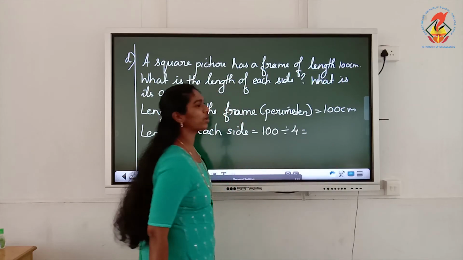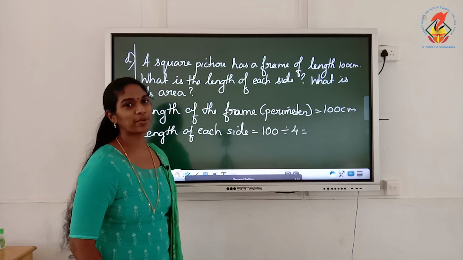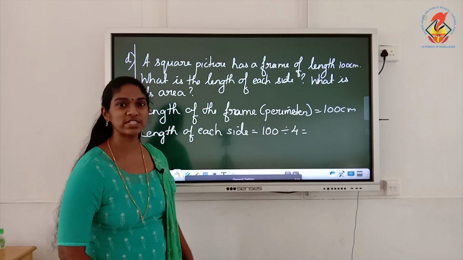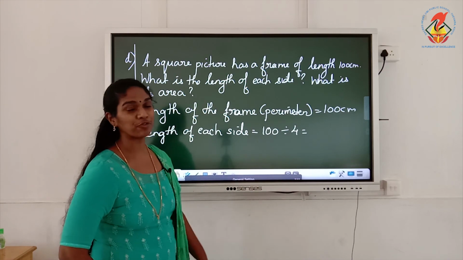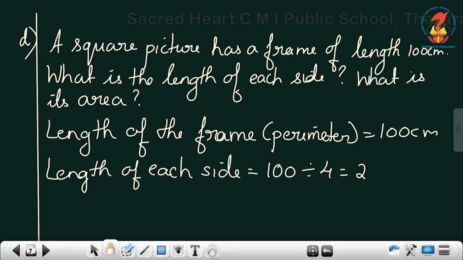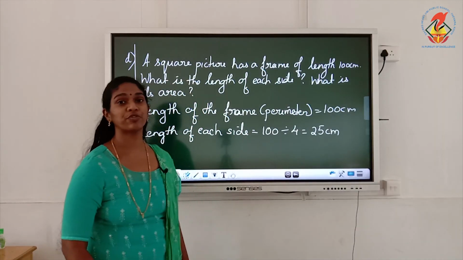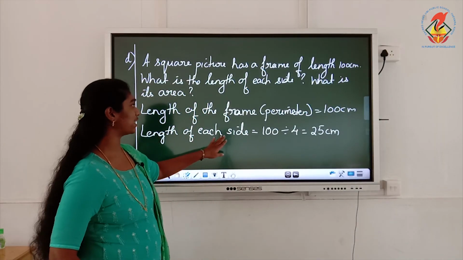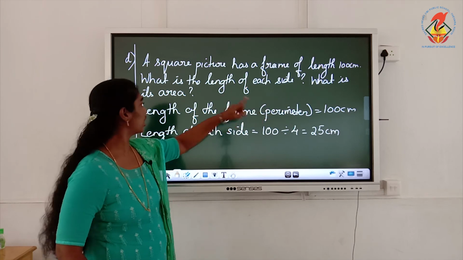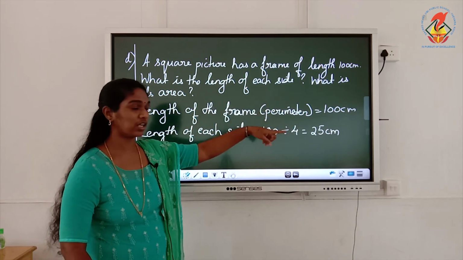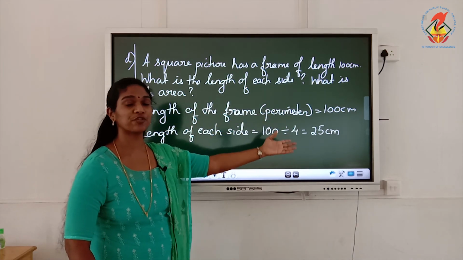What is 100 divided by 4, children? Do you know? 100 divided by 2 is 50. So, 100 divided by 4 will be 25. Those who don't know can divide it in the working column and find out. 100 divided by 4 is 25 centimeters. So, you got the length of each side. Now, there's one more question. What is its area? When you're getting the side, it is easy for you to find out the area.